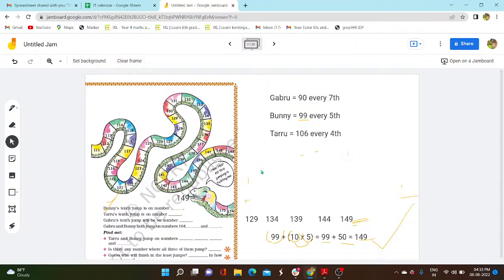So now let's try using the formula to solve the second part, find out Taru's 10th jump. Now what we have learned? Firstly, we will write the number from which Taru is starting. So he is starting from 106, add in brackets, we'll have which jump are we calculating? The 10th jump, times how many jumps is he moving? He is moving by every fourth jump he is doing, so times 4.